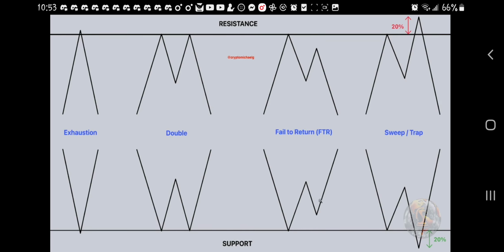So that's fail to return. Fail to return just means the movement after the first impulse fails to reach, hence the name, the previous high or low before the reversal. Final one, which is probably my favorite.